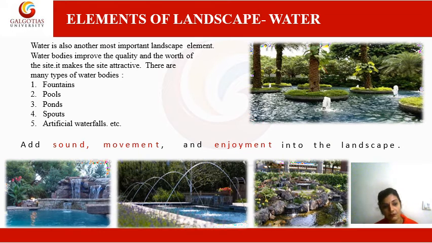I think I will be over with the elements of landscape, that is plants. Now we will start another element of landscape, that is water. Water is another most important landscape element. Water bodies improve the quality and the worth of the site. It makes the site attractive. There are many types of water bodies, for example, fountains, pools, ponds, sprouts, artificial waterfalls, etc. They add sound, movement, and enjoyment into the landscape.